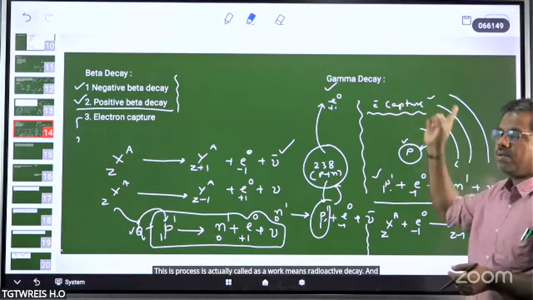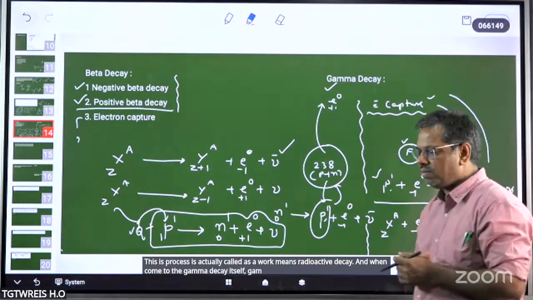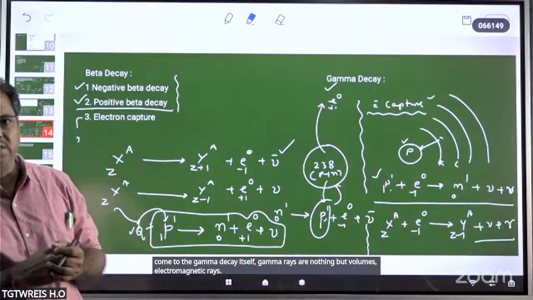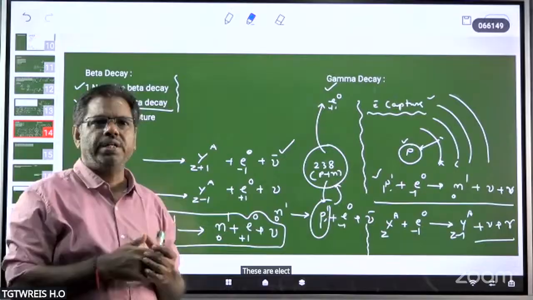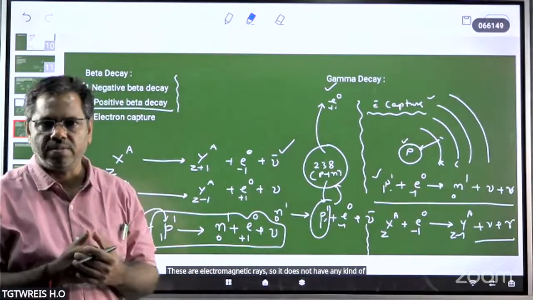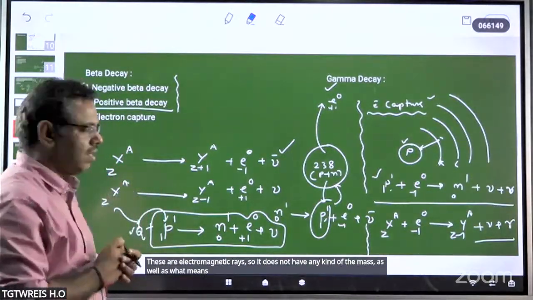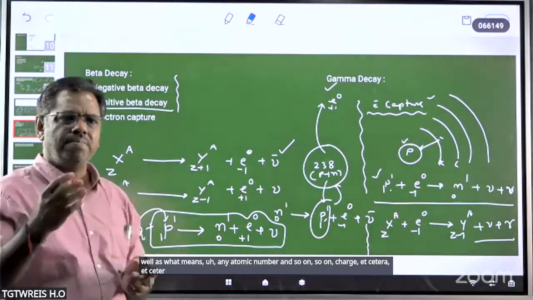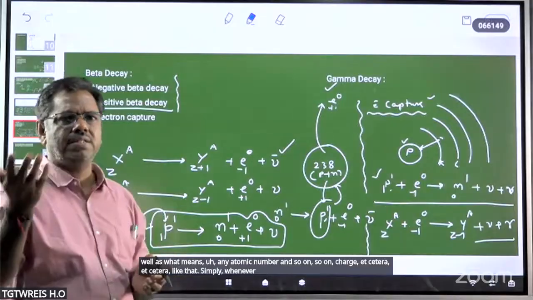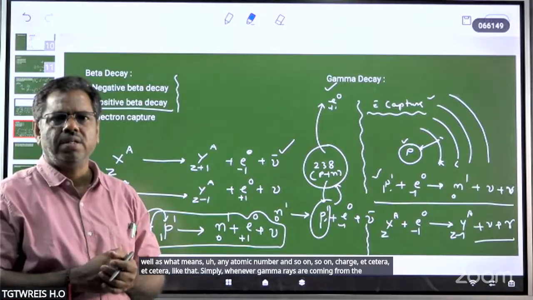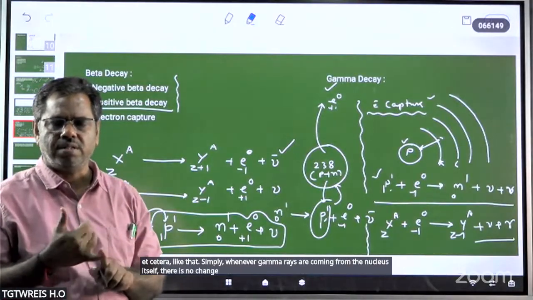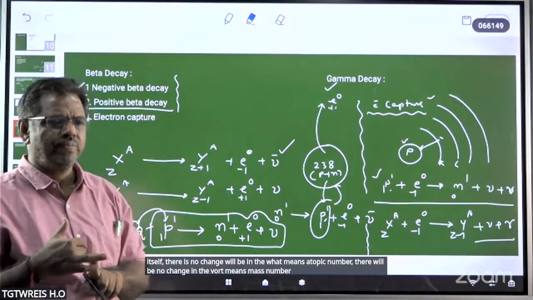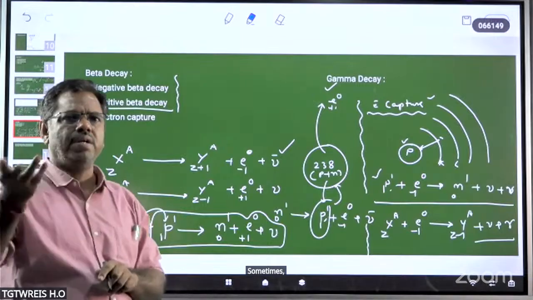And coming to the gamma decay itself, gamma rays are nothing but electromagnetic rays. These are electromagnetic rays, so they do not have any mass, atomic number, charge, etcetera. Simply, whenever gamma rays come from the nucleus itself, there will be no change in the atomic number. There will be no change in the mass number also.